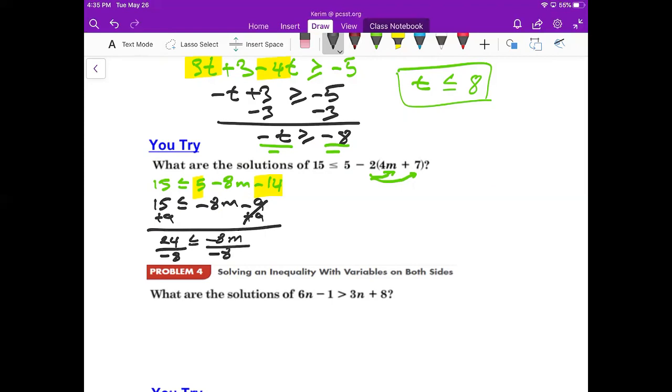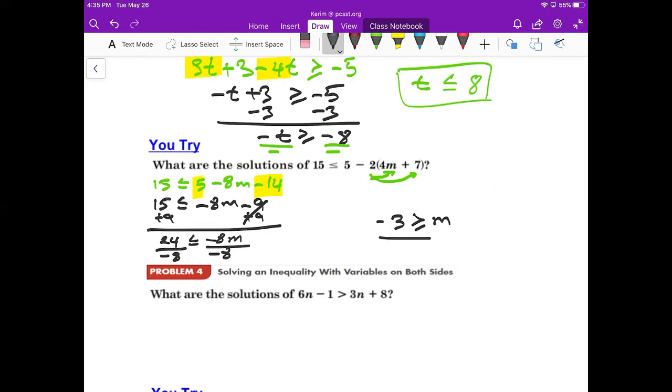So that when I divide a positive number by a negative, I'm going to get a negative number, negative 3. I'm not going to use less than or equal to anymore because I'm doing division with a negative number. I'm going to use the opposite of that one, greater than or equal to m.